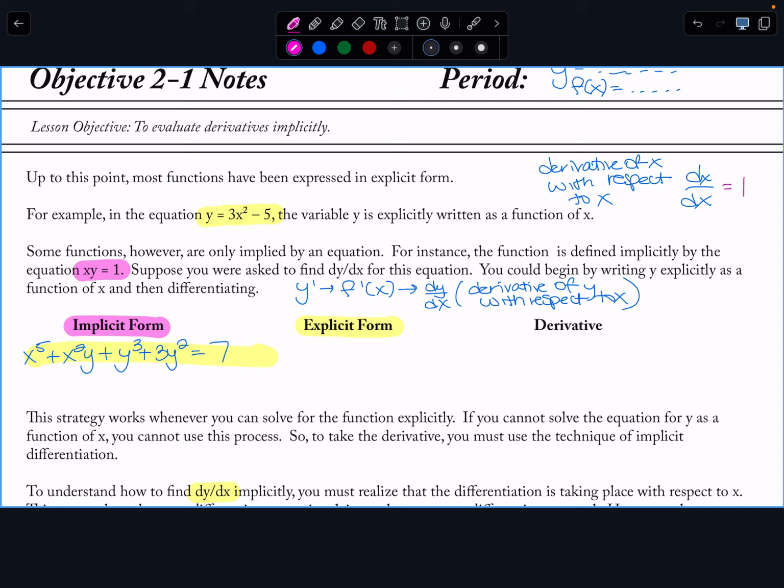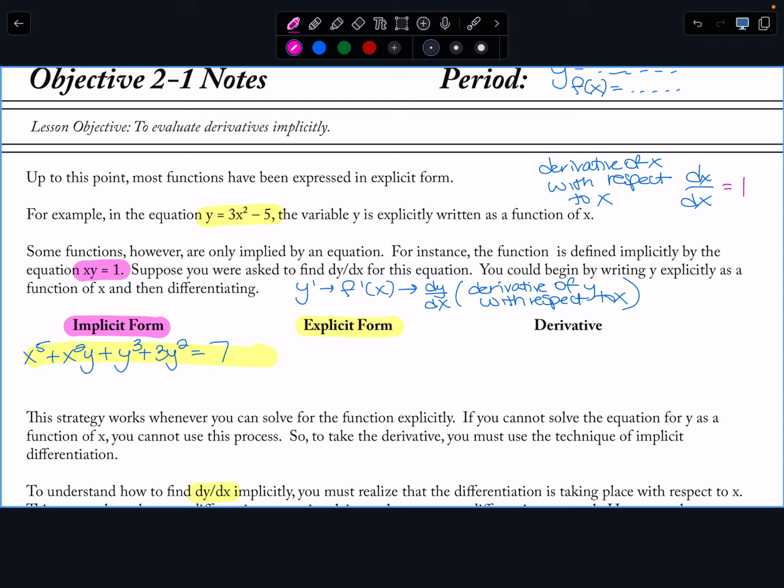When I do implicit differentiation, what I have to do is every single time I take the derivative of y, I have to multiply it by dy dx. And I know that Jacob is going to want to know why. If you want to know why, like Jacob, you just have to come and ask me and I can show you. Okay? Most people don't care. There's always a couple of you, though, that do.